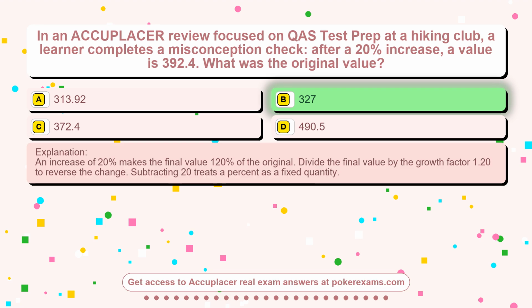An increase of 20% makes the final value 120% of the original. Divide the final value by the growth factor 1.20 to reverse the change. Subtracting 20 treats a percent as a fixed quantity.